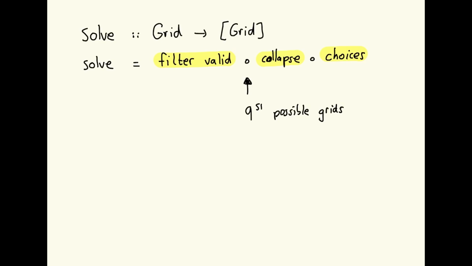So when we consider all possible combinations using the collapse function, we get 9 to the power 51 possible grids coming out. So this Sudoku solver in principle works, but in practice, it will never terminate in anybody's lifetime. So we need to think a bit more. So what we did then is we thought about the idea of pruning out invalid choices. So this led us to our second Sudoku solver.